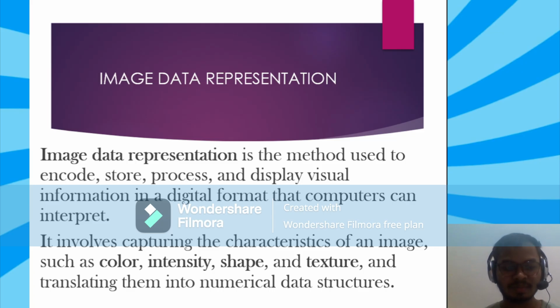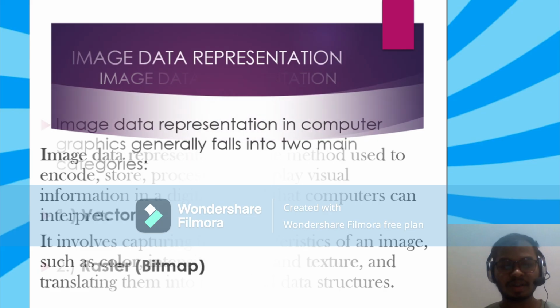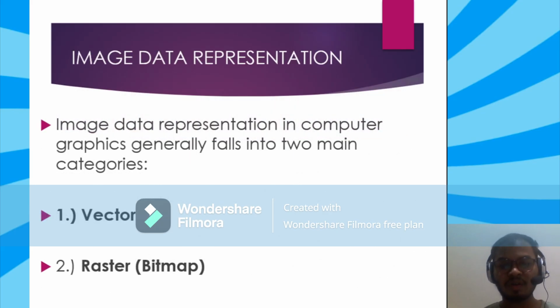computers can interpret. It includes capturing the characteristics of an image such as color, intensity, shape, and structure and translating them into numerical data structures. Image data representation in computer graphics generally falls into two main categories. First, vector representation. Second, raster or bitmap representation.